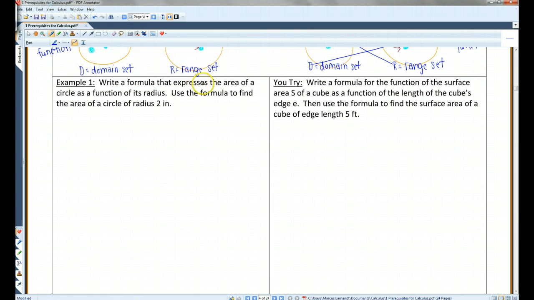Okay, write a formula that expresses the area of a circle as a function of its radius. Now, hopefully you guys remember that the area of a circle is pi r squared. Okay, so this would be the function we would be using. So this is our formula. That's the first part. Then it says, use the formula to find the area of a circle with radius 2. So I'm going to have A equals pi 2 squared. 2 squared is 4, so I've got 4 pi. And it's inches, so it's going to be inches squared for the area.